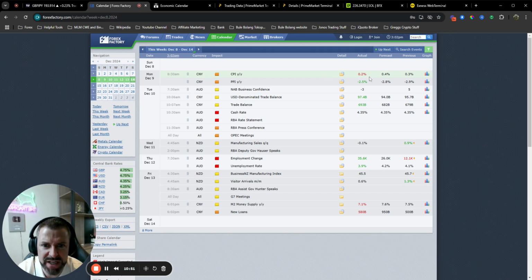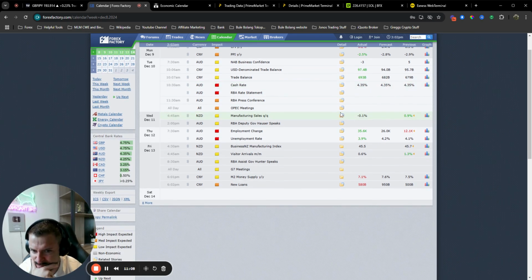CPI year on year for China is down. PPI year on year is up slightly. USD denominated trade balance is up. Trade balance is up. Cash rate, so they haven't cut rates. Aussie hasn't cut rates. It's the same. Manufacturing sales into the shit.